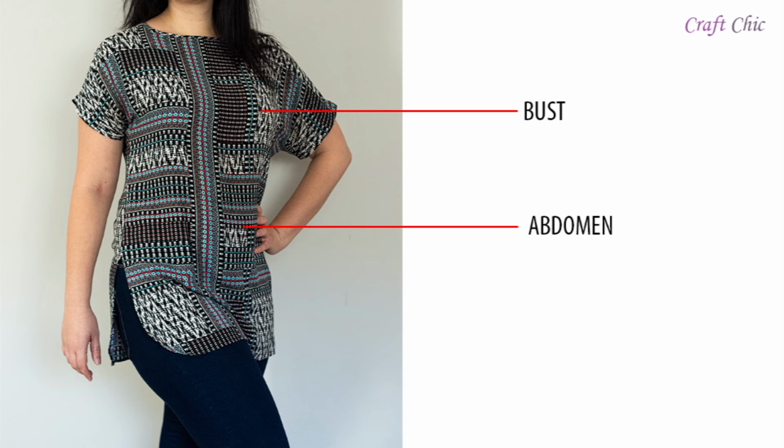For my final example, you will see I have a long top that reaches up to the hips, but it has slits on the sides. So then you can look at the bust and the abdomen measurement. The reason we don't take the hips into consideration with this design is because the slits on the sides open up around the hip area.